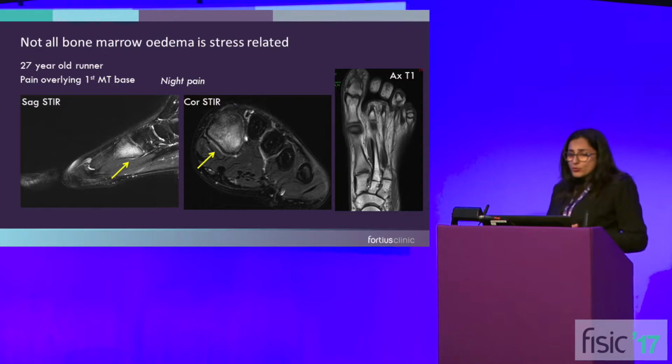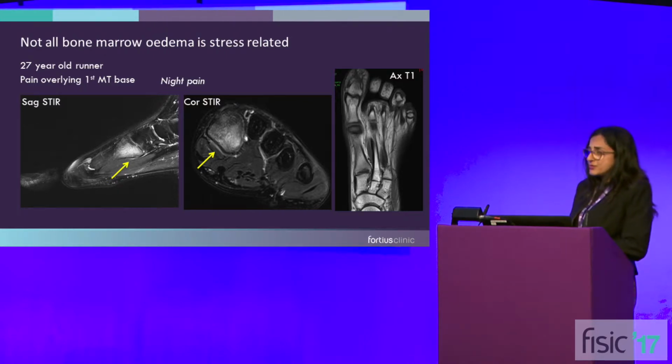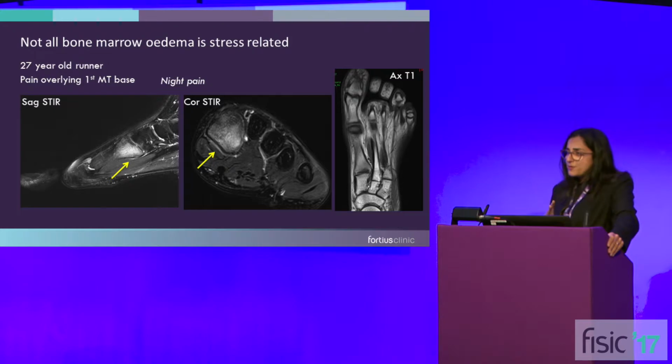I just want to say not all bone marrow edema is stress-related. As radiologists, although we see bone marrow edema, you sort of want to jump to saying stress fracture, stress reaction. It is quite important to think about the clinical history here. So this was actually a 27-year-old runner, pain overlying the first metatarsal base.